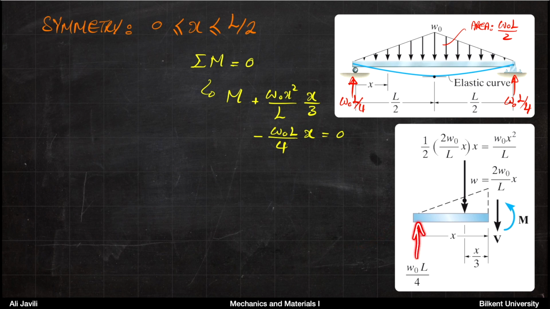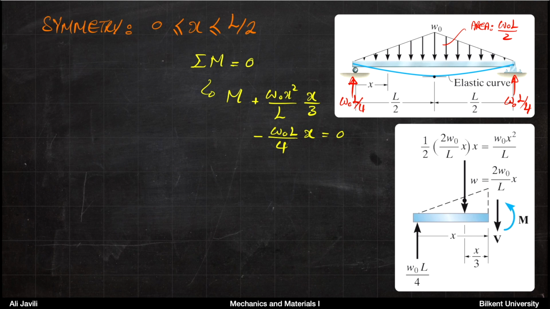So on the left you have W0L over 4. That's the force that we have, the support reaction. You have the shear force downwards. Then for that area, if you cut it here, for the area of this triangle, you would have 1/2 times the distance x, that's the base of the triangle, and 2W0 over L times x, which would be the height of the triangle.